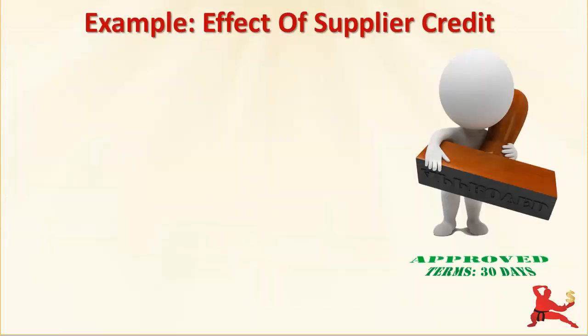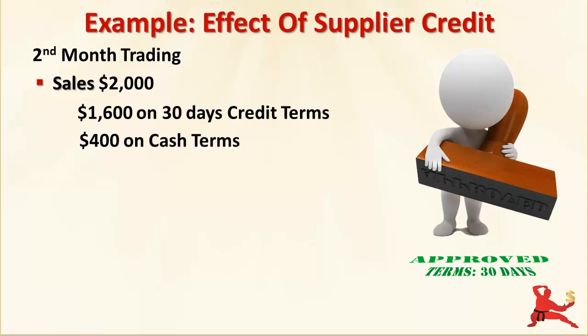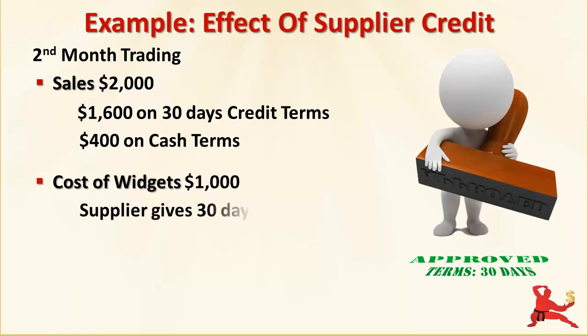Now, let's see what happens when we have credit terms from suppliers. In February, your business doubles its sales to $2,000, $1,600 on 30-day terms, and $400 on cash terms. It costs you $1,000 to buy all those widgets in February. When you were ordering your widgets at the beginning of the month, your supplier was happy to give you credit terms of 30 days from the date of invoice. So let's say you were invoiced sometime during the first week of February.